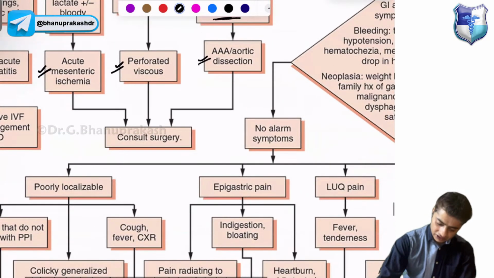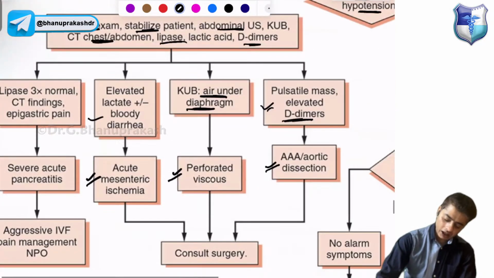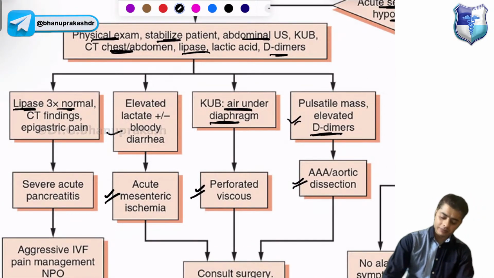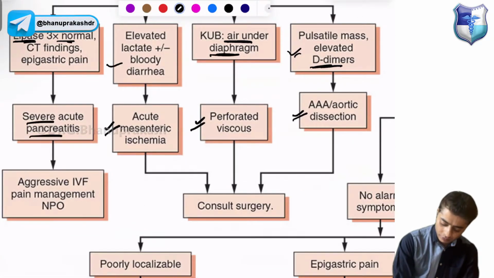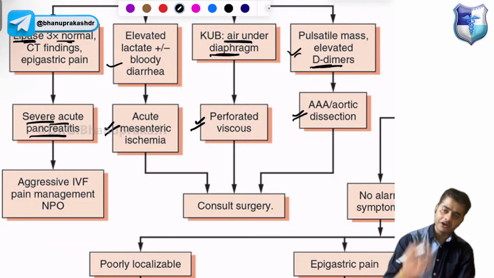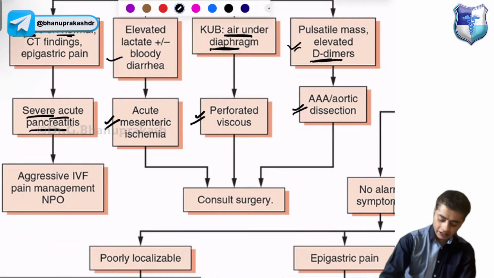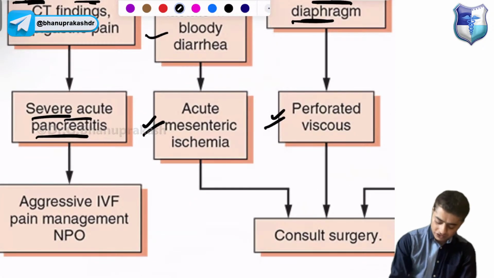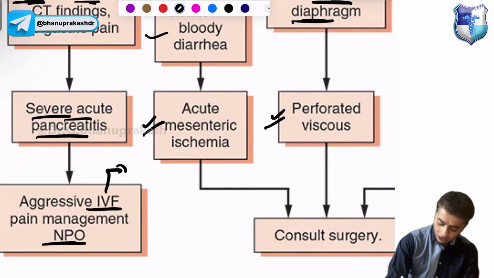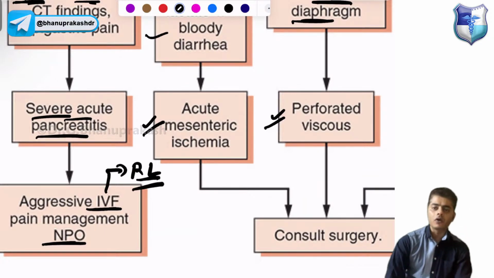Now, suppose you get a patient who has lipase increased to 3 times normal, you suspect severe acute pancreatitis. And patients with pancreatitis generally have pain radiating to their back. In a pancreatitis patient, what do you have to do? First, keep the patient NPO, nothing by mouth. After that, give the patient IV fluid, and you have to give Ringer lactate, because Ringer lactate helps to compensate for the acidosis also.